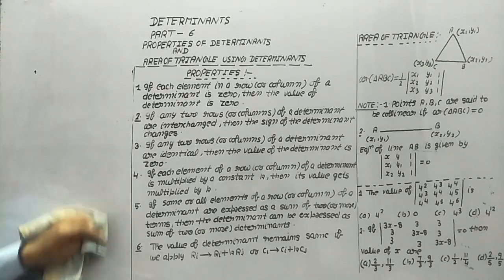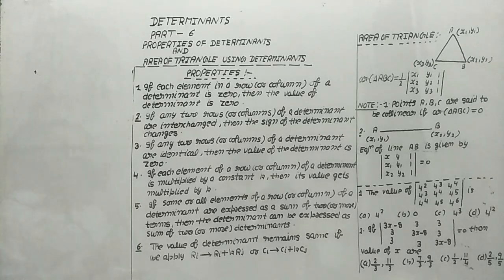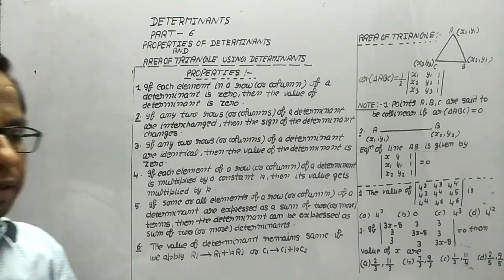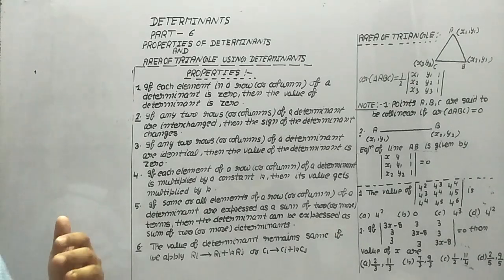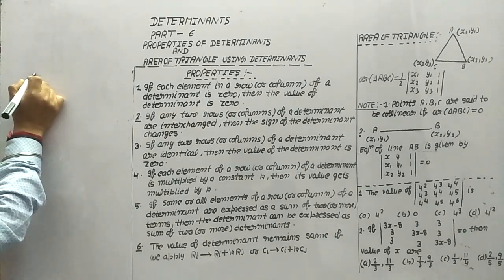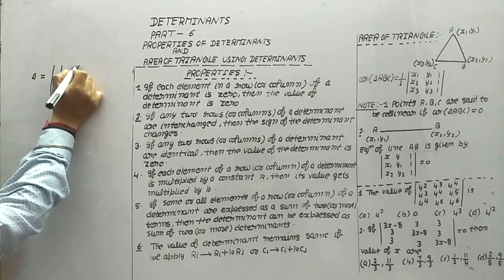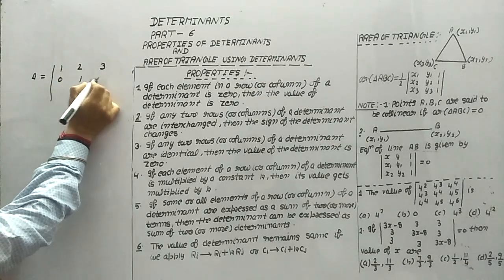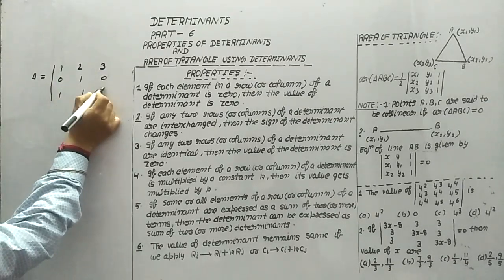Now the second property: if any two rows or columns of a determinant are interchanged, then the value of the determinant will be affected by a minus sign. So look at this. Suppose in the original I have this determinant 1 2 3, 0 1 0, 1 1 1.